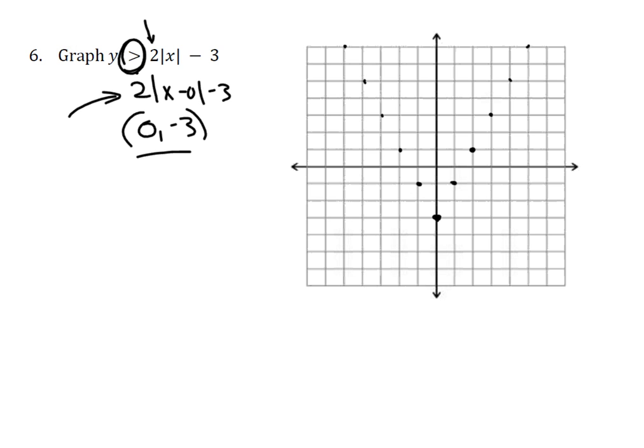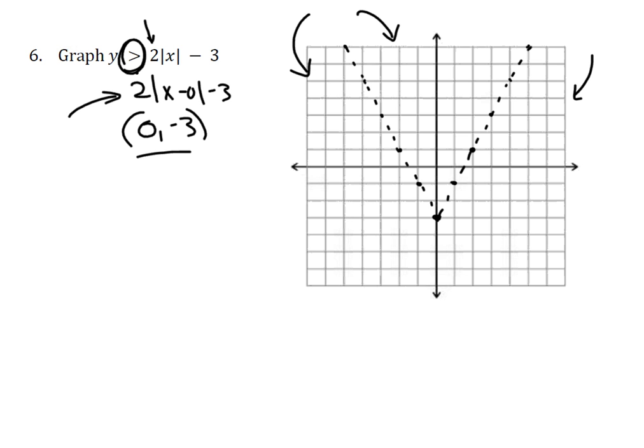The greater than, just greater than, tells me that this is going to be dotted. This is not going to be a solid line, okay? Kind of like with linear inequalities. It's not going to be a solid line there. And then, much like inequalities, I need to shade. But the difference is now I'm either shading inside or I'm shading outside, everything out on the other side.